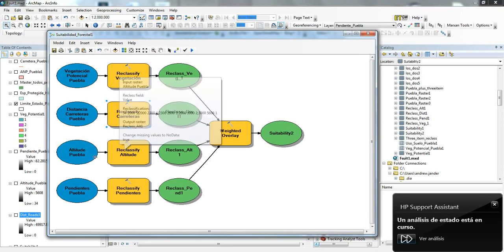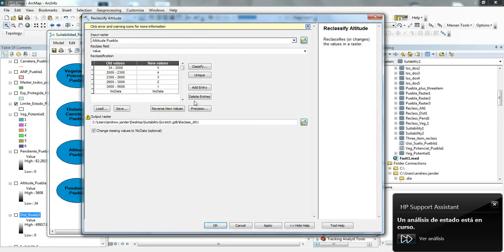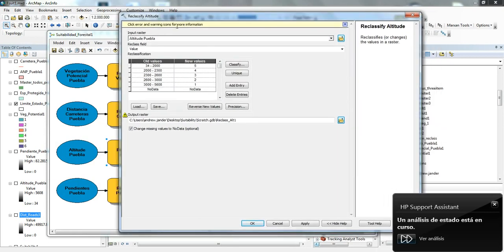The other one that we look at here is altitude. And Puebla has quite a variation in altitude, all the way up to over 5,000 meters. And so those areas are not considered very good. Between 3,000 and 5,000 really are not considered very favorable for forestry. And so those are given a 1. But between the lowest available value and 2,000, we gave those a 5 because that area is considered to be more high value altitude range for forestry.